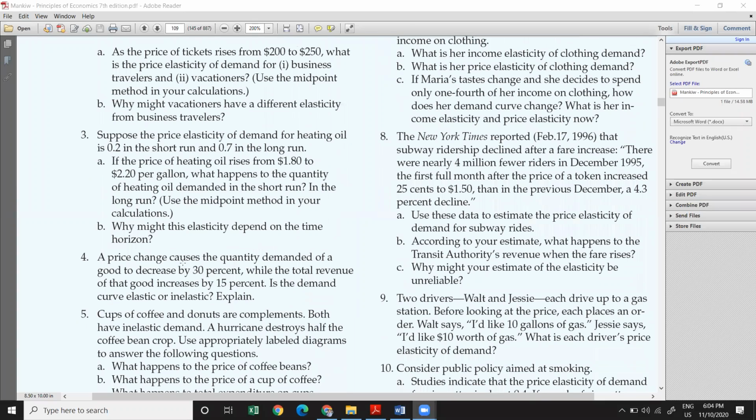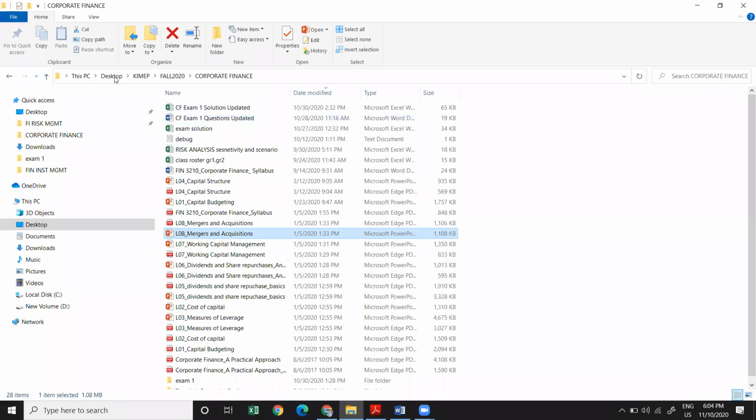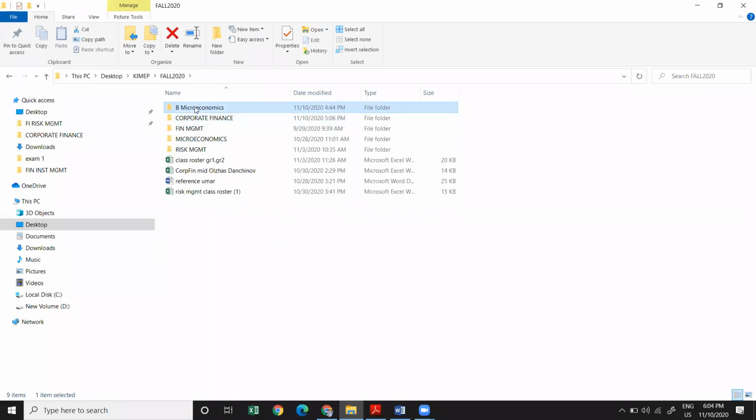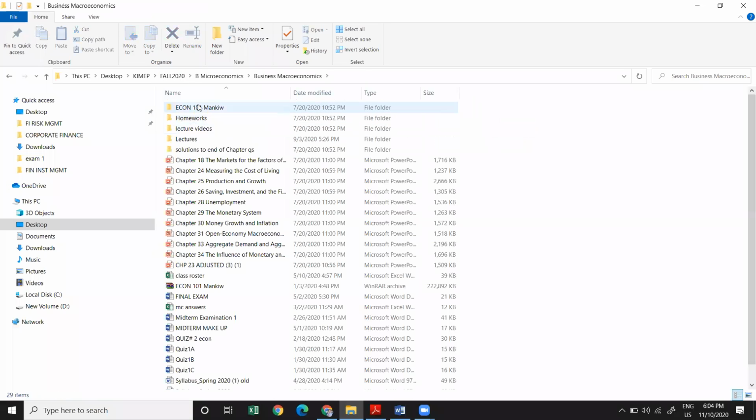A price change causes the quantity demanded of a good to decrease by 30%, while total revenue of that good increases by 15%. So is this demand curve elastic or inelastic? Explain. If you remember, we talked about it in the slides here. Let me just remind you again. I'll show you that graph to remind you.